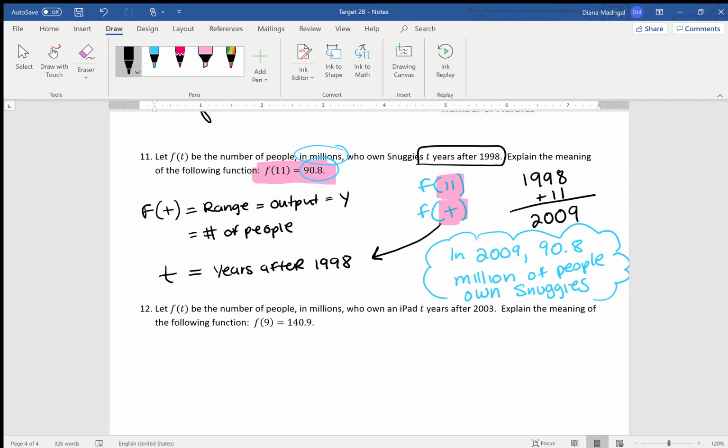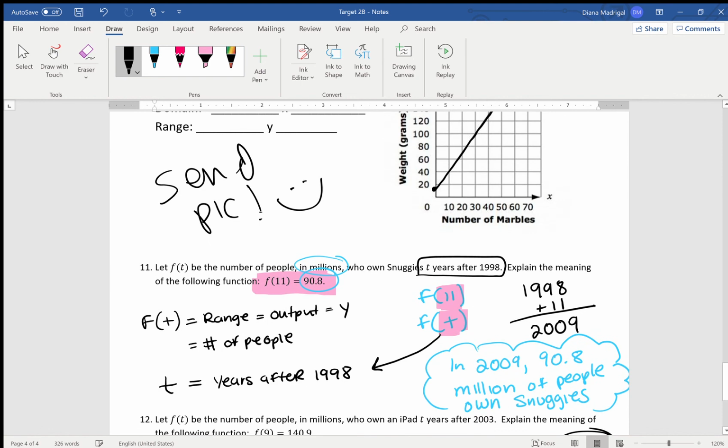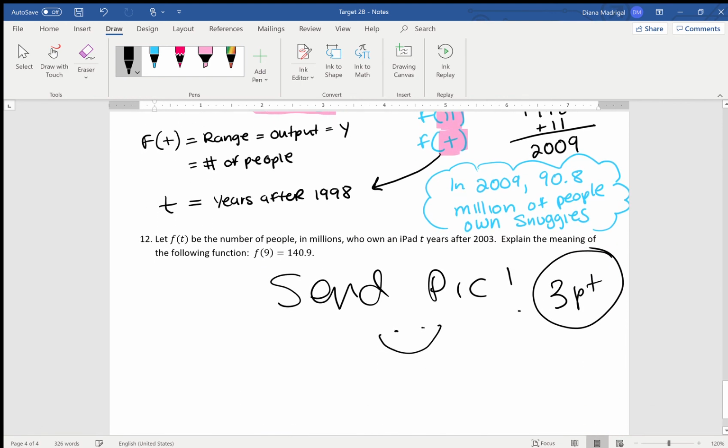Okay. All right, and then you're trying number 12. Send a picture of your work. We'll be glad to help you if you show your work and you try your problems. Again, these are worth 3 points. They are the most important questions on your test. So make sure you send your pictures and you practice. All right.